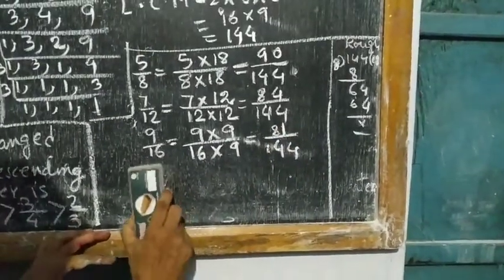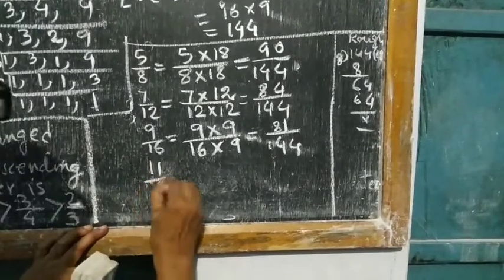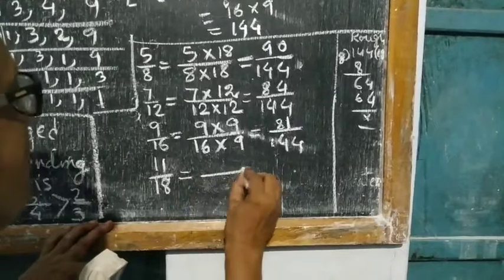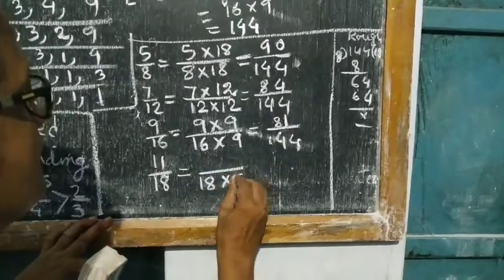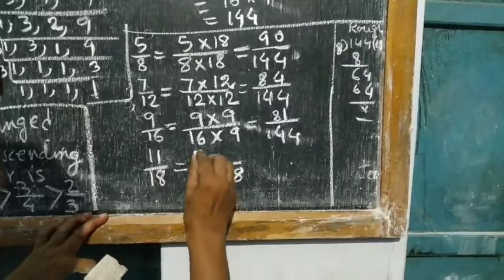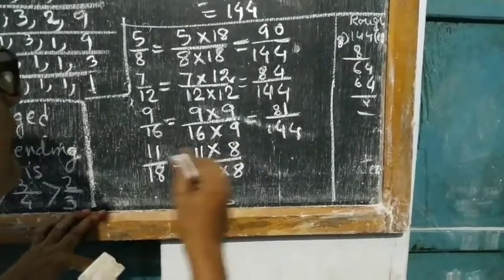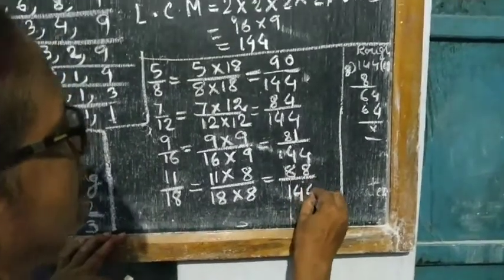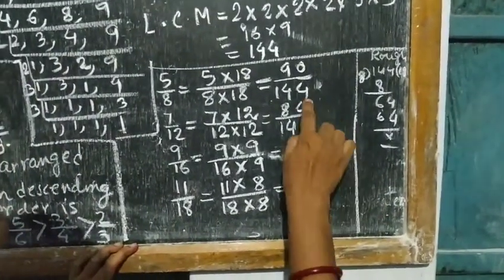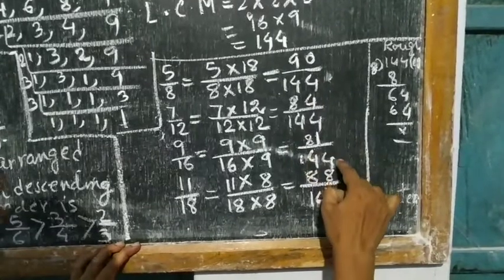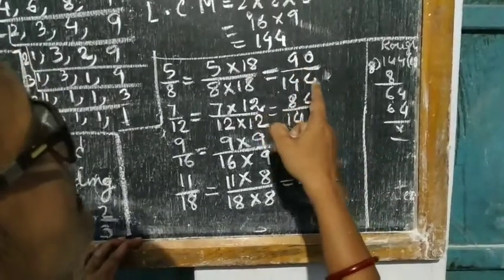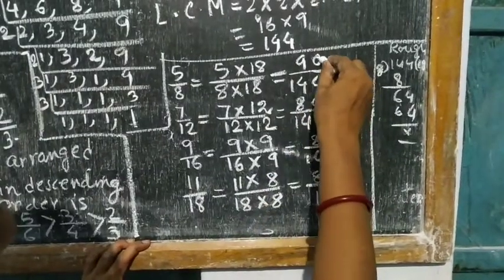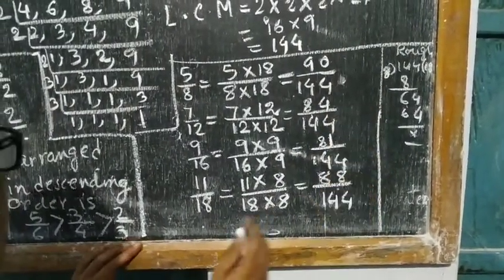Now 11 by 18. So 18 into 8, 144. Also 11 into 8, 88. So 88 by 144. See children, all the denominators are same: 144, 144, 144, 144. So you have to now consider the numerators 90, 84, 81 and 88.